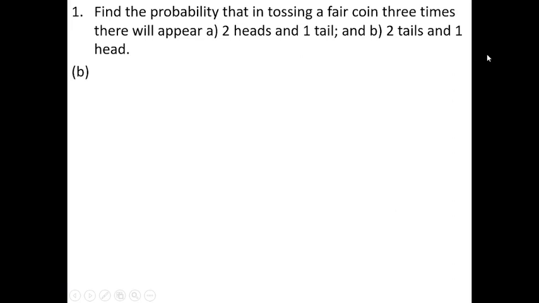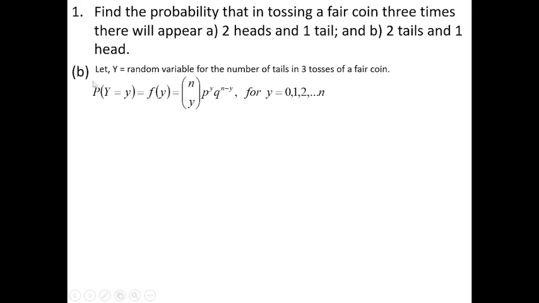So for letter B, 2 tails and 1 head. So we let y equal the random variable for the number of tails in 3 tosses of a fair coin. Okay? So the x is just replaced by y. Instead of x equals x, y equals y. So this is still the binomial distribution. This is still the formula for binomial distribution.